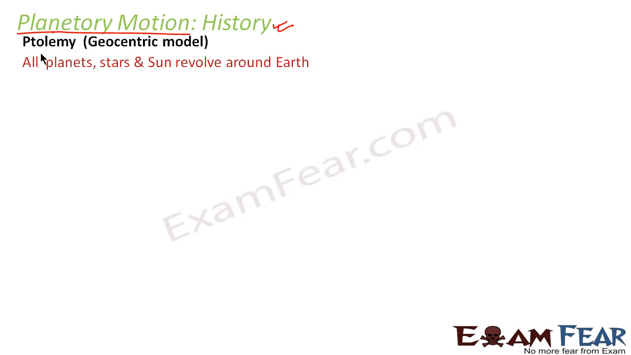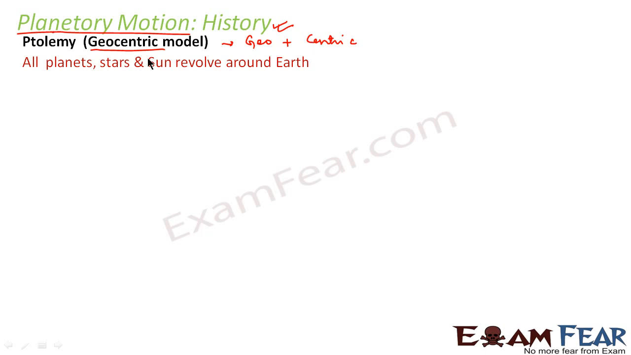The first study on planetary motion was done by a scientist named Ptolemy. He gave a model known as the geocentric model. As the name suggests, geocentric is geo plus centric. What is geo? Geo means earth. Centric means center, that is, earth at the center.